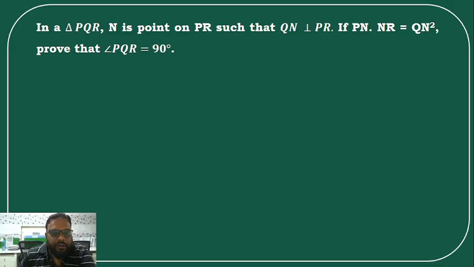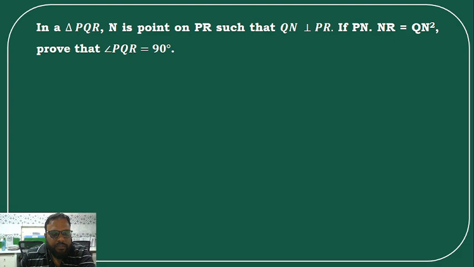N is the point on PR such that QN is perpendicular to PR. If PN into NR is equal to QN square, then prove that angle PQR is equal to 90 degrees. This is the question we have here. Okay, so PQR is a triangle, N is a point on PR.